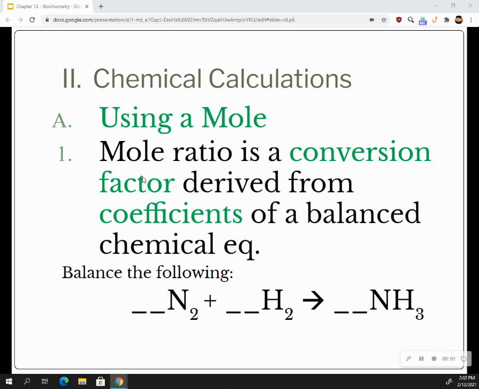So part two, we're talking about the calculations of it. So we're using the mole to understand this. So this goes into our balancing equations. So our mole ratio is the conversion factor, sorry, not conservation, derived from coefficients of a balanced equation. So we must balance the equation in order to figure out the mole ratio.